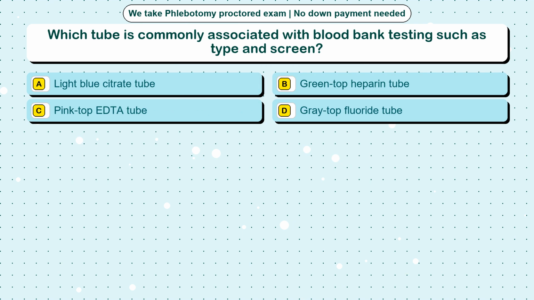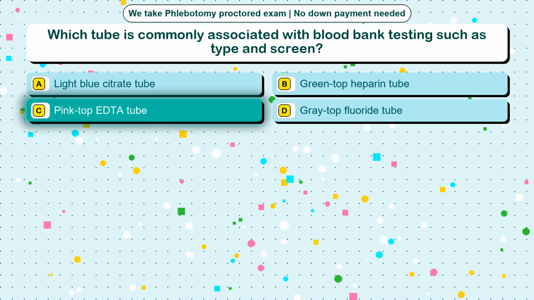Question 12. Which tube is commonly associated with blood bank testing such as type and screen? Option A. Light blue citrate tube. Option B. Green top heparin tube. Option C. Pink top EDTA tube. Option D. Gray top fluoride tube. The correct answer is option C.